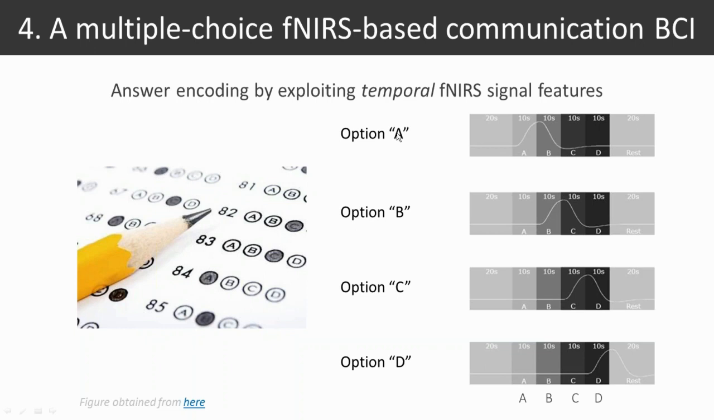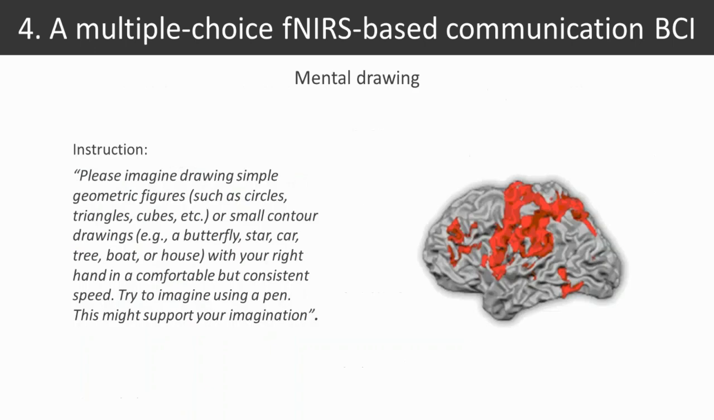So let's say options A, B, C, D. And what we said is that we have four different encoding times. So we have one trial, and this trial includes 4 different windows, and the subject is asked to perform a particular mental task. In this case it was mental drawing, early or later in this time window, depending on which answer he or she wanted to encode.